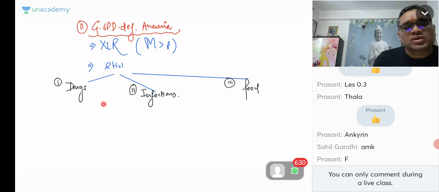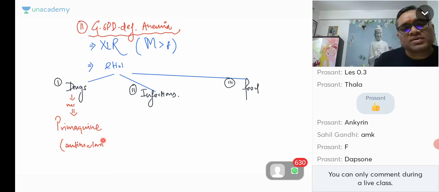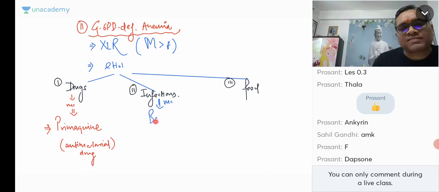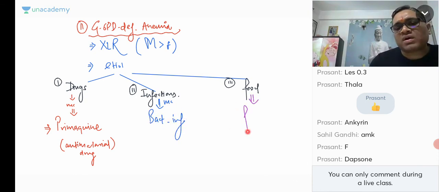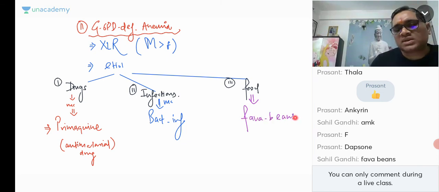Which drug? The drug most commonly associated with G6PD deficiency is primaquine, an anti-malarial drug, which you would have read in your second MBBS also. For malaria prophylaxis, we can write primaquine. Infections are associated with all kinds of infection, but most commonly with bacterial infections. Many kinds of food are associated, but most commonly fava beans, and when they develop G6PD anemia, it is called favism.